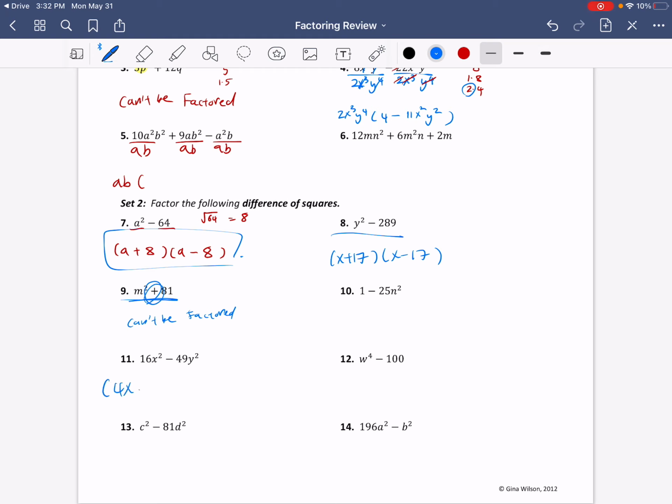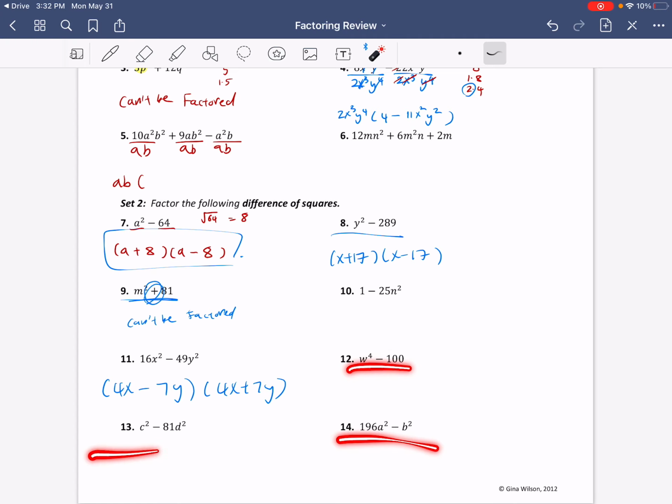Let me give you a hint for this one. If you get stuck, make sure to look at this example and figure out what to do with this one, okay?